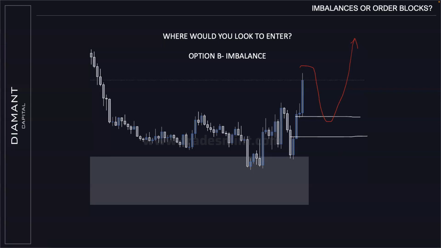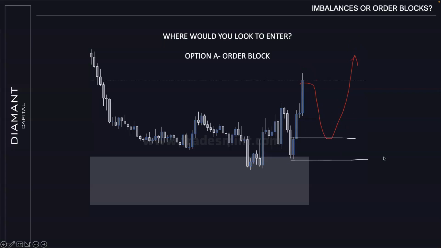If you really wanted to, you could split up the trade. You could say, for example, 0.5% of the trade is going to be wider like this, and 0.5% of the trade is going to be the tighter order block. Could do something like that.